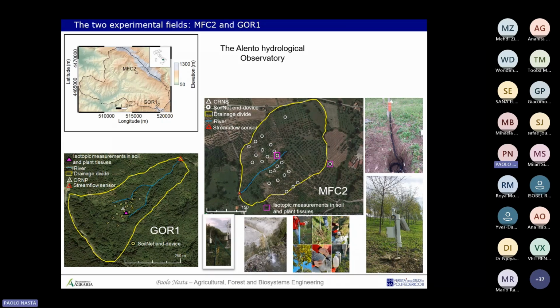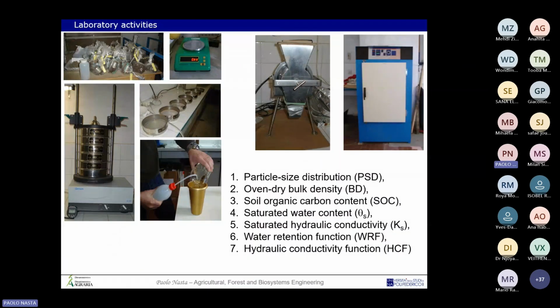Stable water isotopes are used as natural environmental tracers that can help us to gain more hydrological understanding of the plant water sources or to trace water parcels across the soil profile, for instance. And then they can be used as well in the modeling, as I will present in a few slides. And of course, we couple all these monitoring activities with field surveys and laboratory measurements.